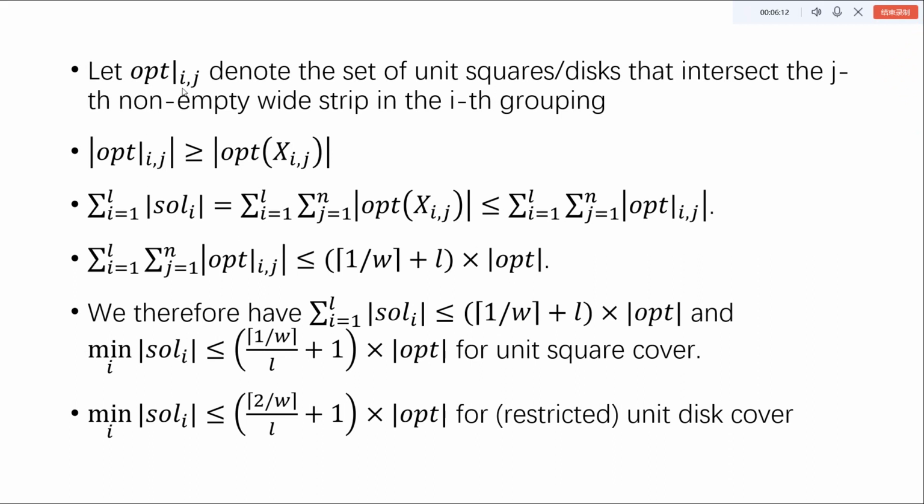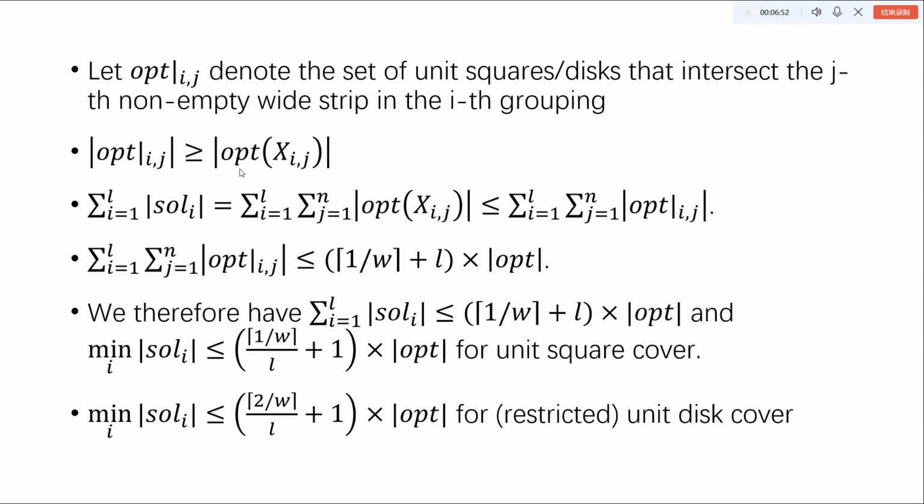And we let OPT_IJ denote the restriction of OPT onto the J's non-empty white strip in the I's grouping. So it is a set of unit disks in the optimal solution that intersect the J's non-empty white strip. As we can see, such a restriction must be a solution to the J's non-empty white strip, right? It is a local solution.